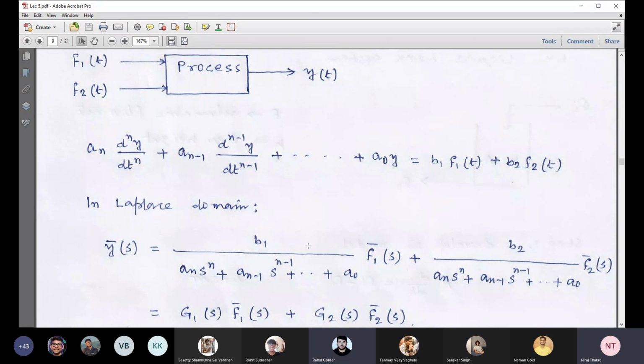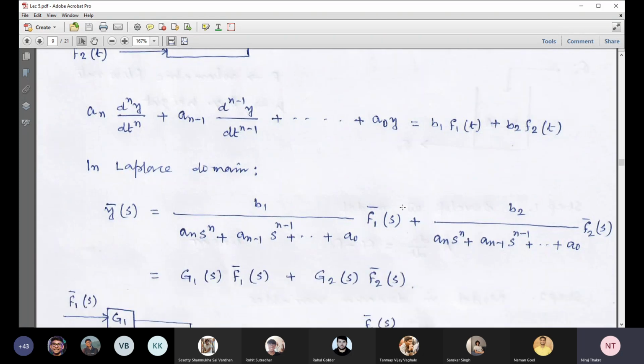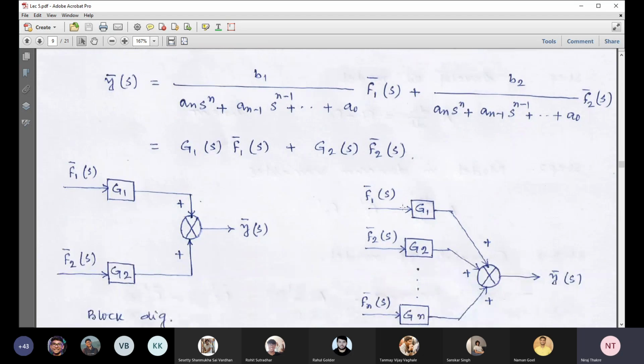Correct. So you see there are two transfer functions for this case. This is G1, which is associated with F1. This is G2, associated with F2. And we have one output only. Now finally, one thing you are usually asked is to develop the block diagram.